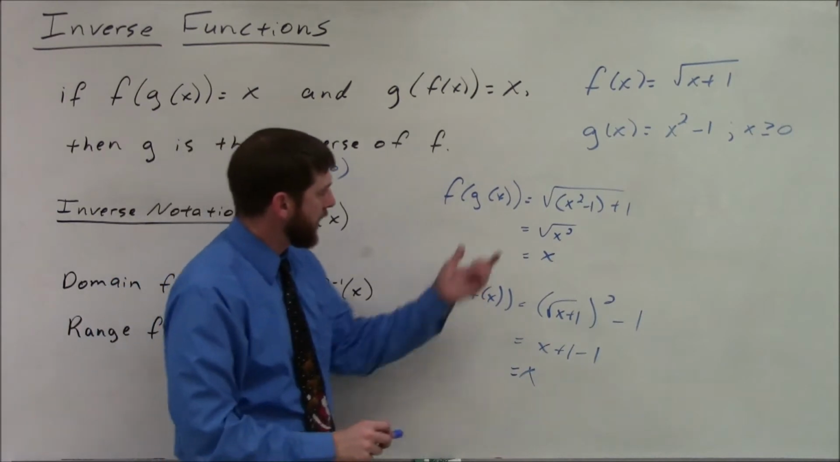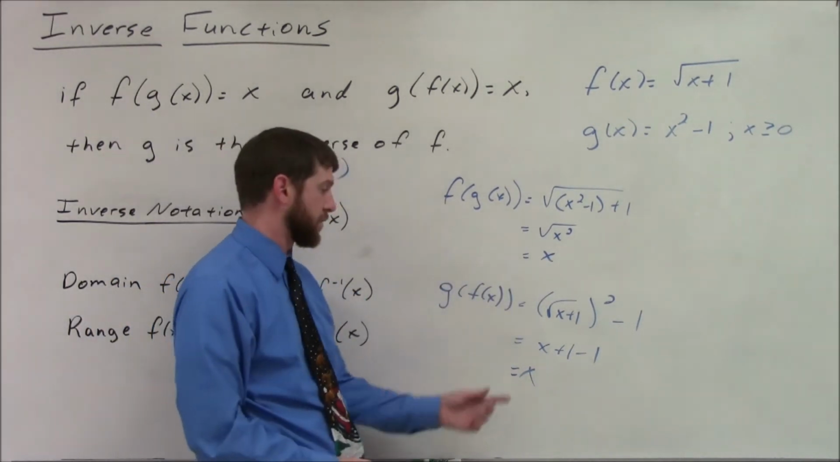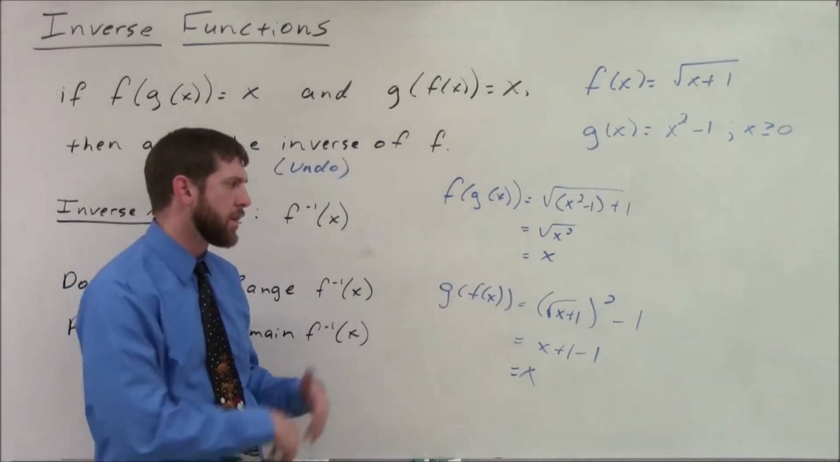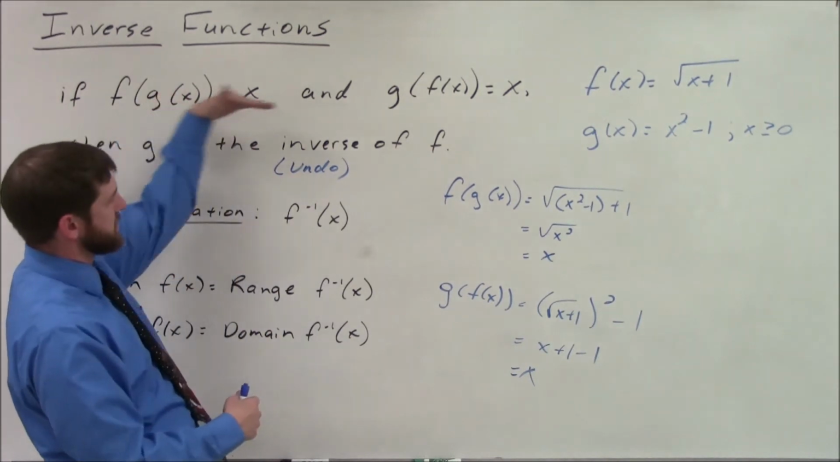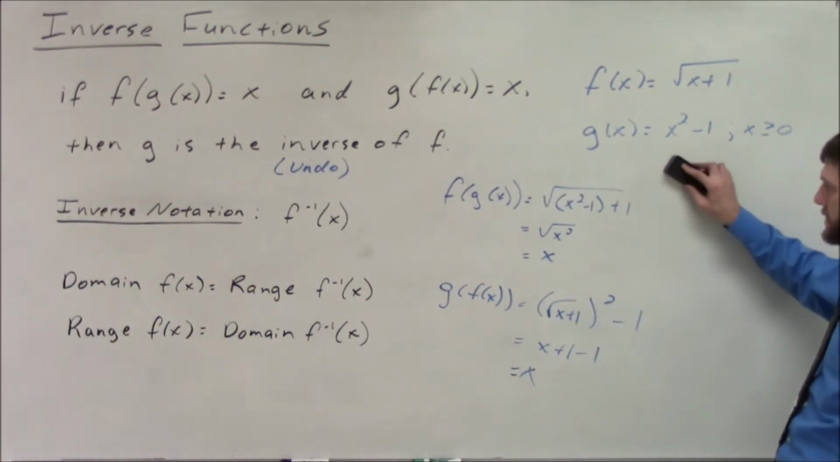So since f of g of x and g of f of x both equal the identity function x, we can say that f and g are inverses of each other. So that's algebraically how we can just use this definition of composition. But let's look at it numerically. Let's say we have a table.